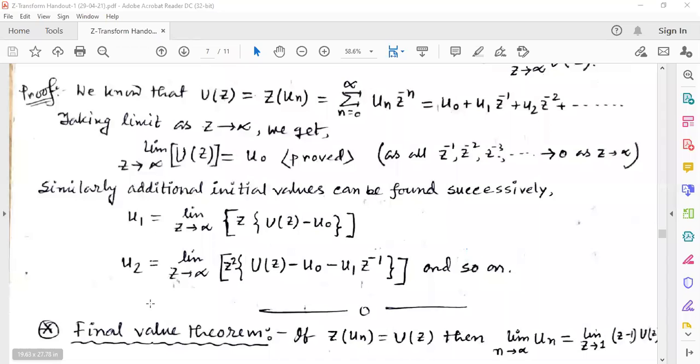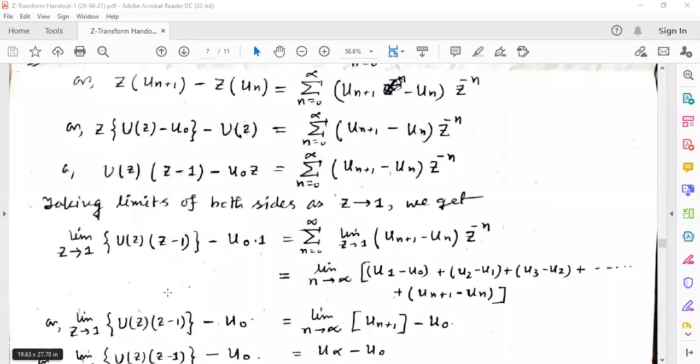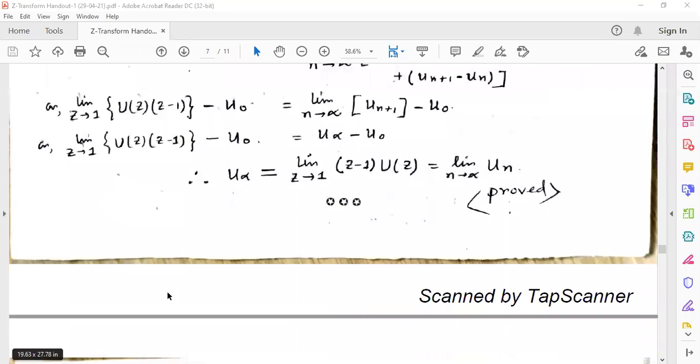Then what is the value of u3? It is z cube U(z) minus u0 minus u1 z to the power minus 1 minus u2 z to the power minus 2. Right? So this part is used here to find that.